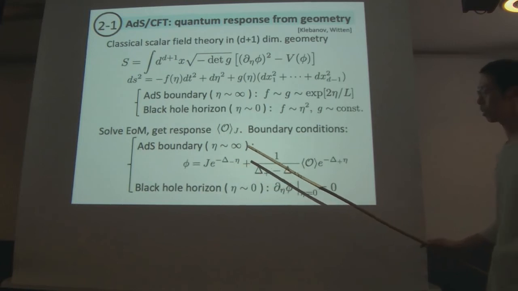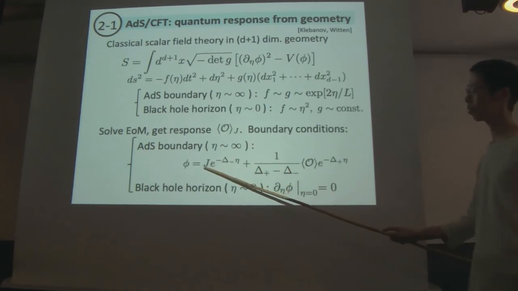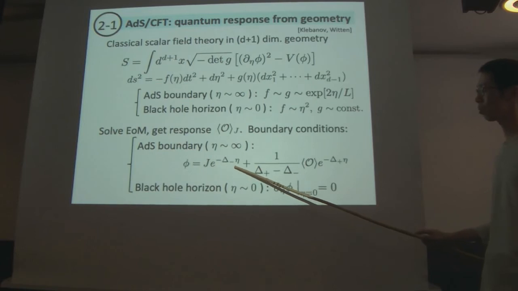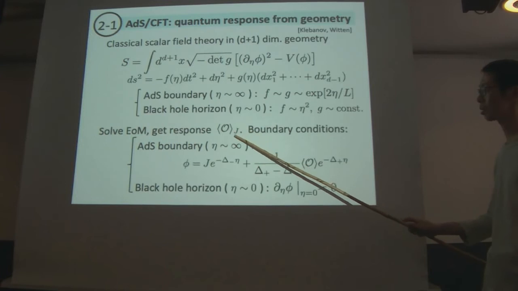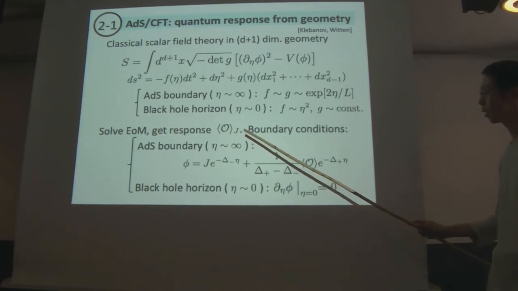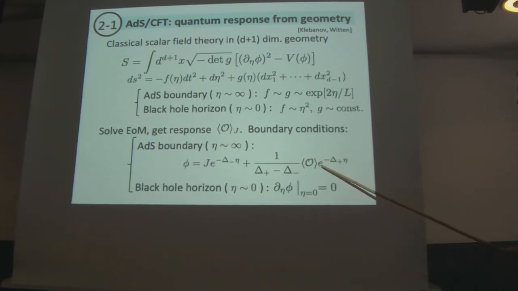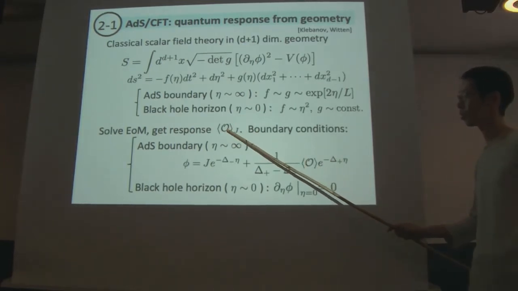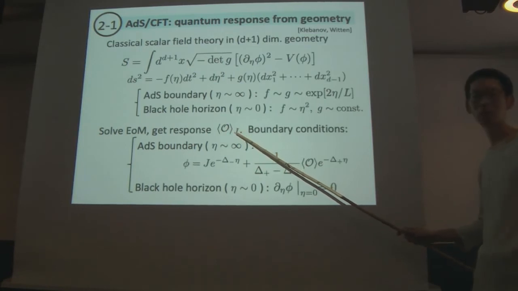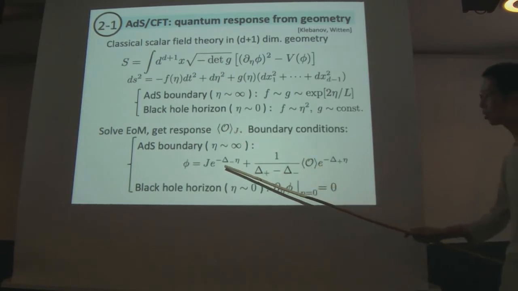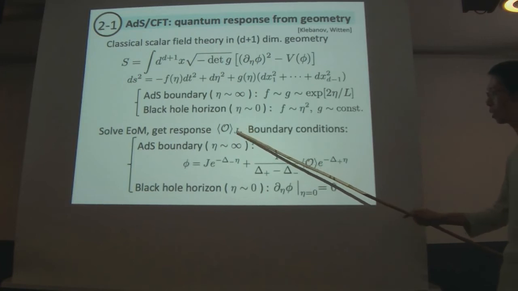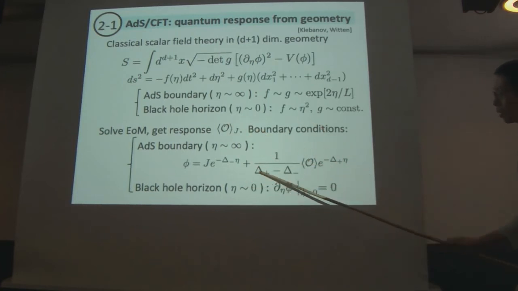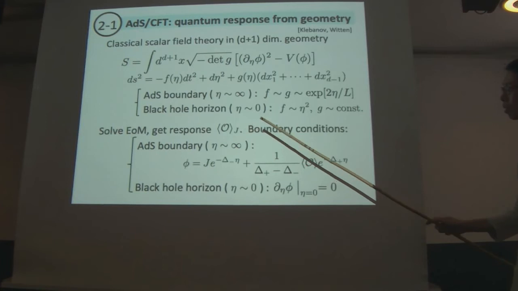And Klebanov-Witten says that the coefficient of the first, non-normalizable component is supposed to be equal to this J, which is the source function in the CFT, and the coefficient of the other independent function is the vacuum expectation value of this O, sourced by this J. So these coefficients correspond to J and O. At this stage, J and O are independent. However, these are related in the following sense.